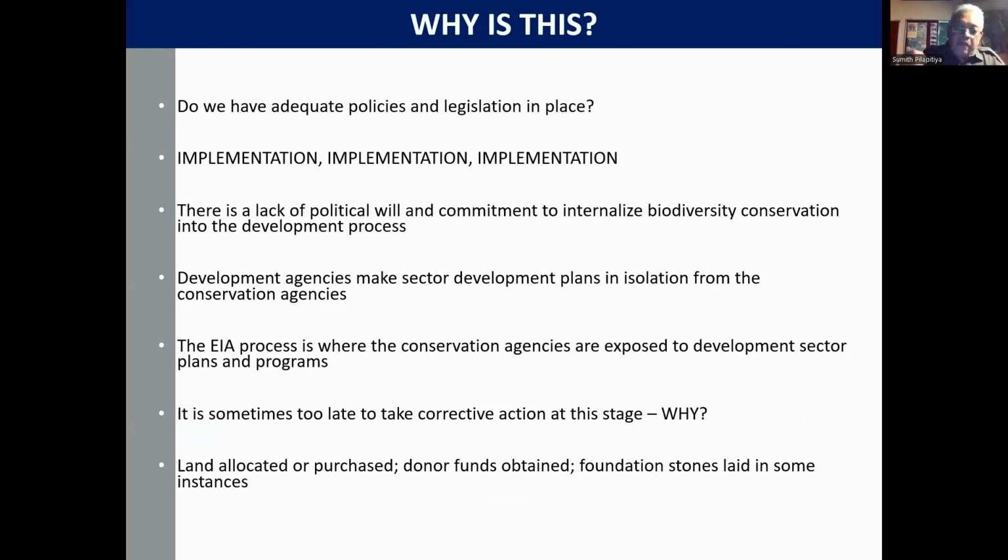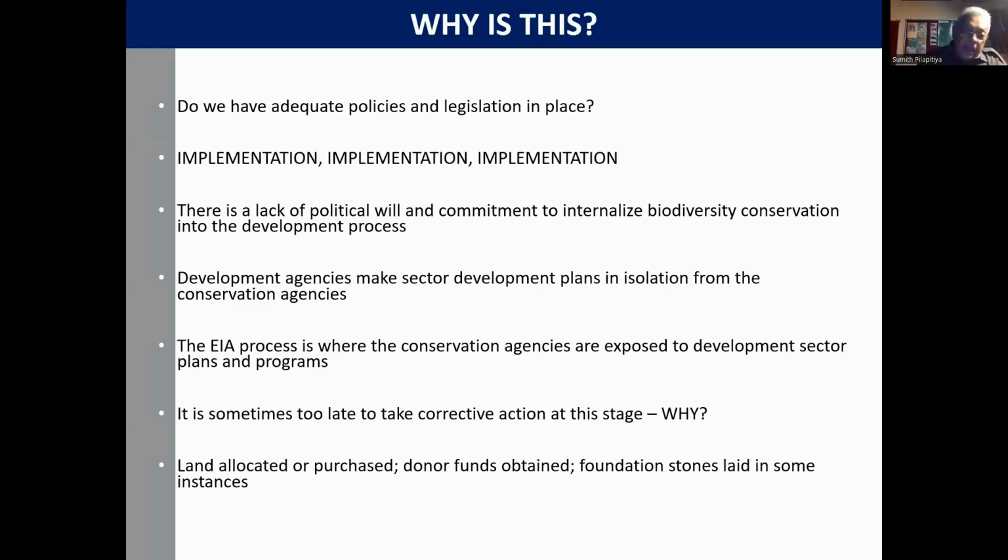The problem is, having good policies and legislation doesn't mean a thing if you don't implement those policies and implement the legislation. So our weakest link is implementation. That is why we are having such bad conservation outcomes.